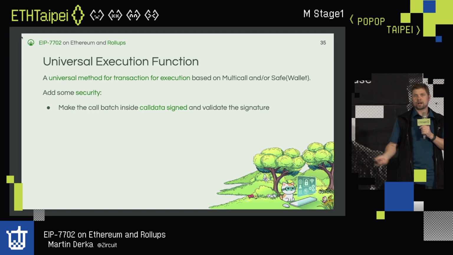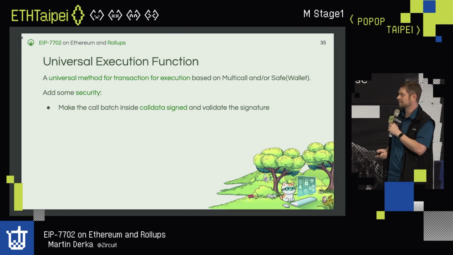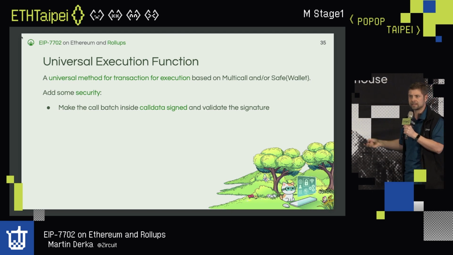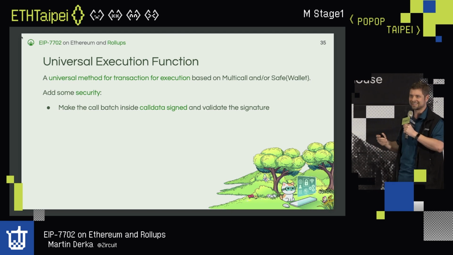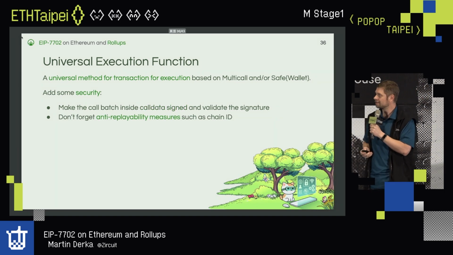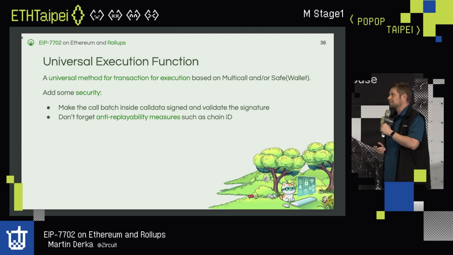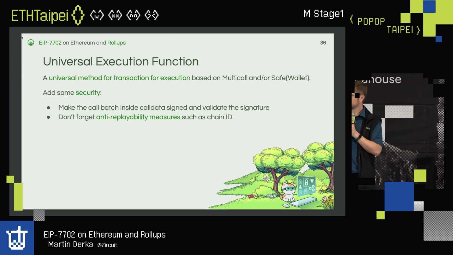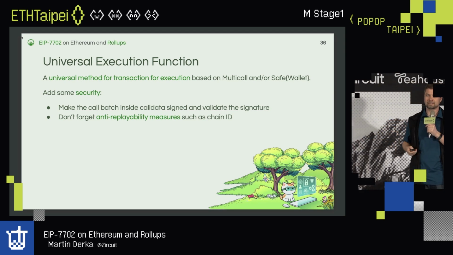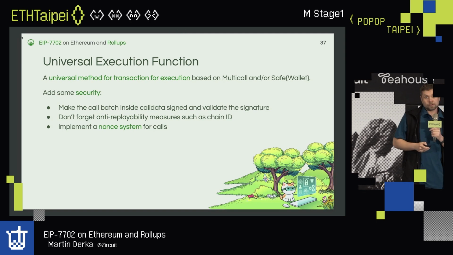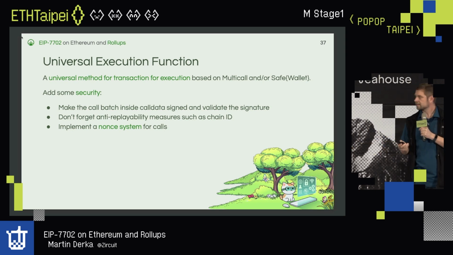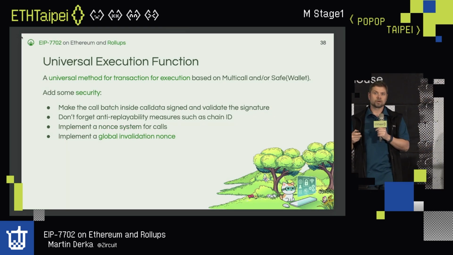So as I said, you would probably want to take some security crack at it. So first of all, yes, make sure that all those calls that are coming into the execute or aggregate method are actually signed, because as I said, you would not want to allow an external party to make up and craft calls that will be called on your account. That is a bad idea. You would probably want to embed some anti-replayability measures, such as chain ID, so that if you sign something as an intention for one chain, it cannot be replayed somewhere else. You would probably also want to implement some kind of a nonce, right, so that you can guarantee the order of calls in which they will be executed. And you would probably also want some global invalidation nonce.